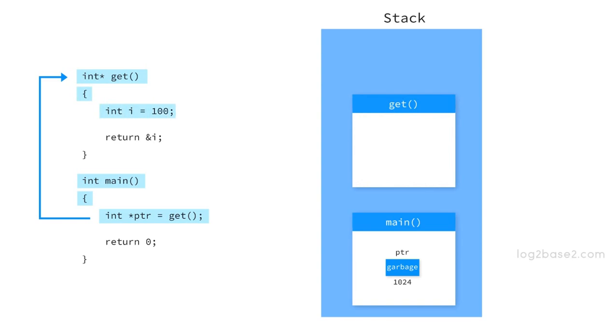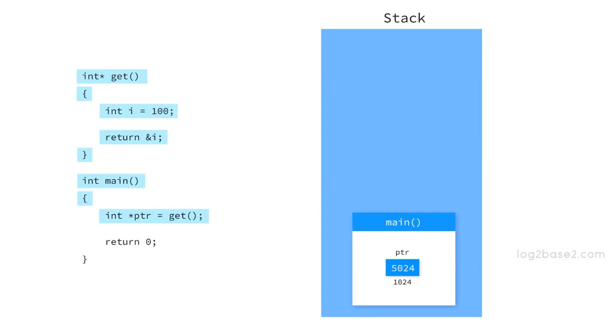Here we have an integer variable I created and initialized with 100. Suppose it is created at address 5024. Now we return the address of I to the calling function main, so it will be stored in ptr. But the function get will be popped out from the stack since its execution is completed. The memory which is occupied by the function will be available for further use. But the pointer in the main function still points to the memory location 5024. A further function call may occupy the same memory location, which might cause an issue.